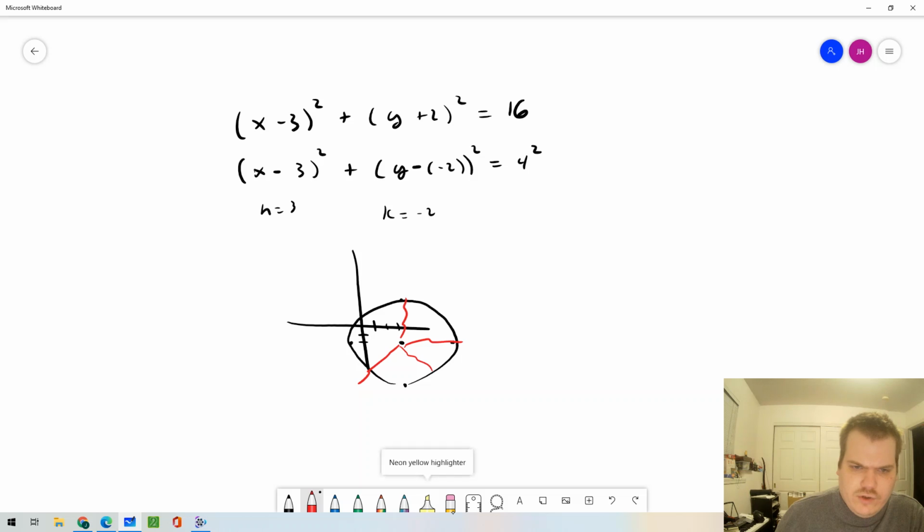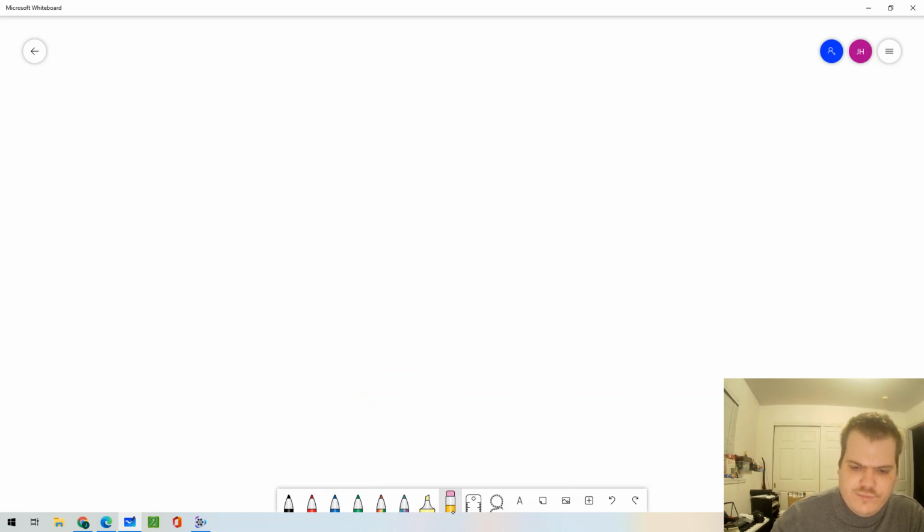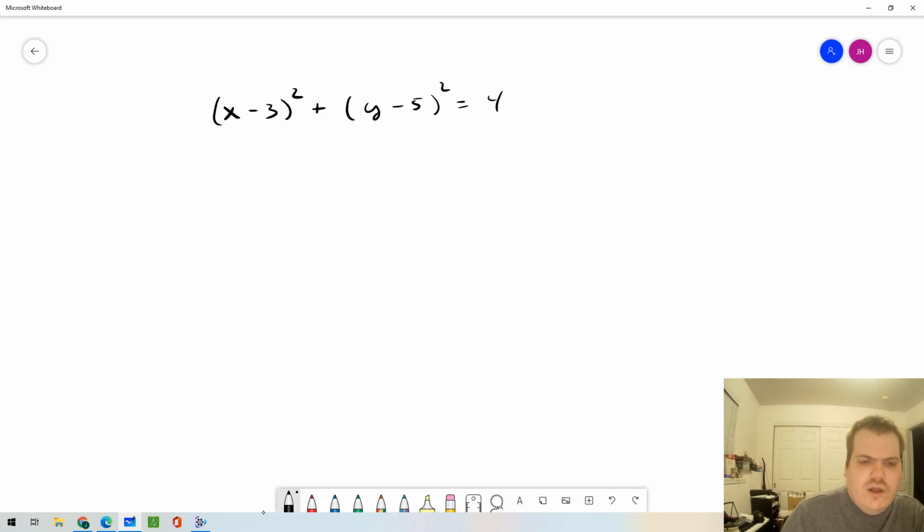And I'll show you another way of how this works. If I were to go to my standard form, so let's just say x minus 3 squared plus y minus 5 squared is equal to 4. In this case, my center is going to be 3, 5. So 1, 2, 3, 1, 2, 3, 4, 5 right there. And then 2 in every direction. So 2, 2, 2, 2.